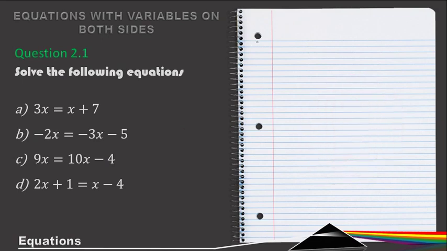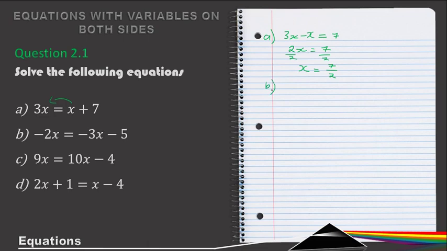Okay, so for A, we have 3x equals x plus 7. So I need to take this x to this side so that all my x's are on the left-hand side. That becomes a negative x equals 7. So subtract, we get 2x is equal to 7. And then if I divide both sides by 2, I get x is equal to 7 over 2.